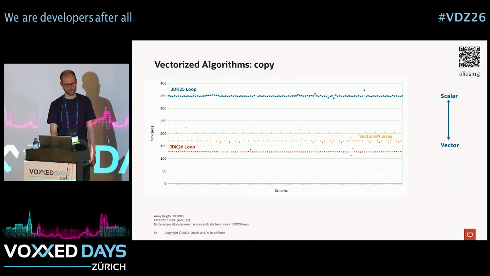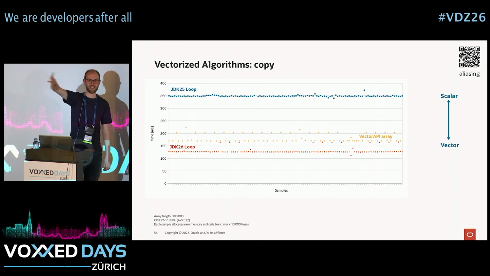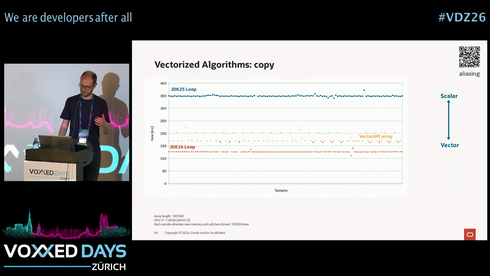Then I used the Vector API as an implementation that also works with arrays. We see it's pretty similar to the auto-vectorized code, but it's sometimes slower. Sometimes it's the same speed. And it seems to be multimodal. There are these funny different lines. Sometimes it's very fast, sometimes a little bit slower, sometimes even a little bit slower yet.